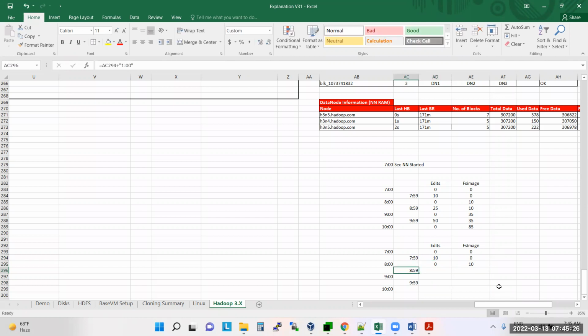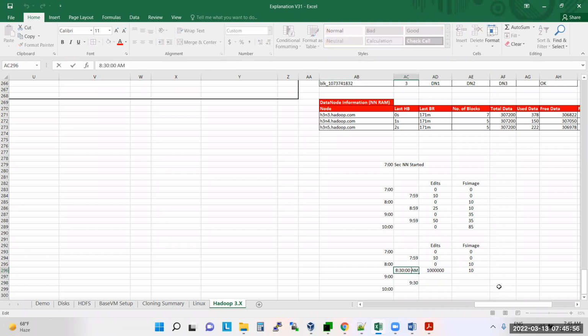Now the time is 8:30. Suddenly 1 million transactions came, sir. Within half an hour, 1 million transactions came. Now when will the checkpoint happen? At 8:30 only, sir. Immediately.